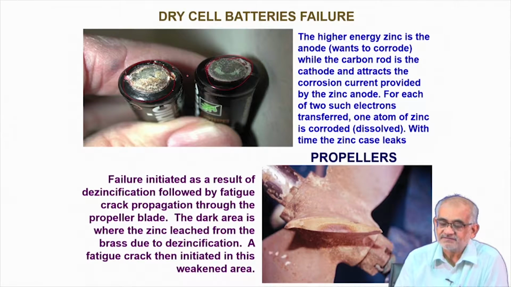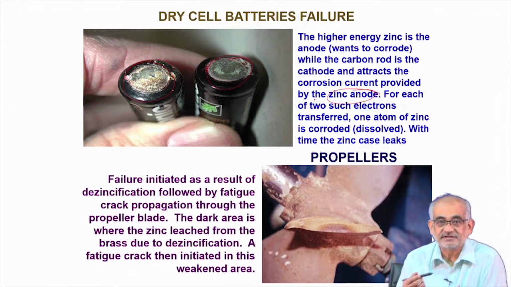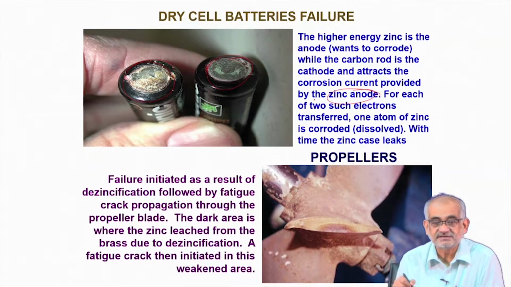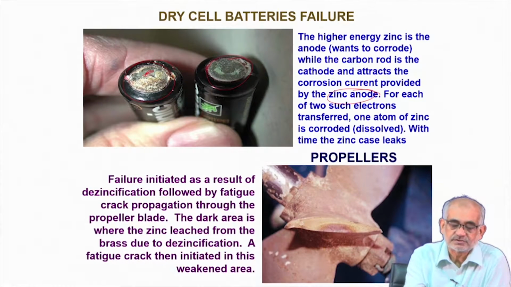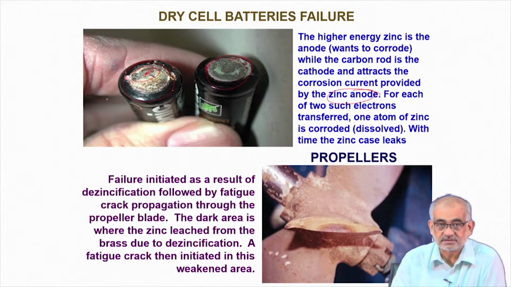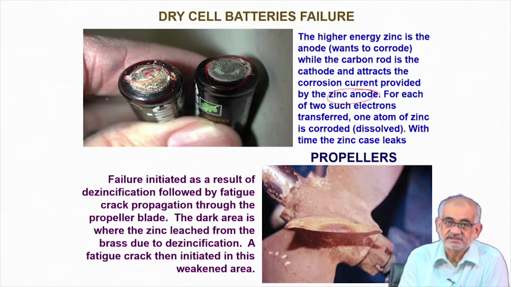So you use zinc as an anode and carbon as a cathode. So obviously, the current is because of dissolution of zinc, or oxidation of zinc. For every set of electrons released from zinc, some amount of zinc is being dissolved and going into solution. So over a period of time, the zinc surface, which is the body and which is acting as the anode, may develop such perforations or corrosion leakages or spots through which acid may ooze out.